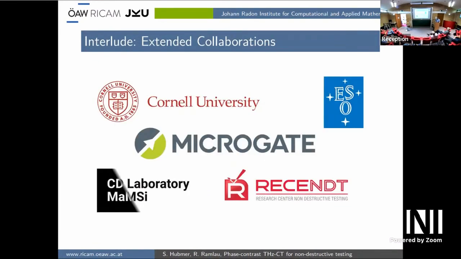Good. And our SFB extends actually to a number of other collaborations, some of which I have written here. With them, we do brain imaging. ESO, you will see in a second, where we do adaptive optics. This is Microgate, the company in Italy who builds some stuff for the ESO and other things. There is a Doppler laboratory on ultrasound tomography by Ottmar Scherzer. And this partner is in-house in Linz. This is the Research Center for Non-Destructive Testing. And with them, we have been doing this phase contrast THz-CT, which I'll be coming to shortly.